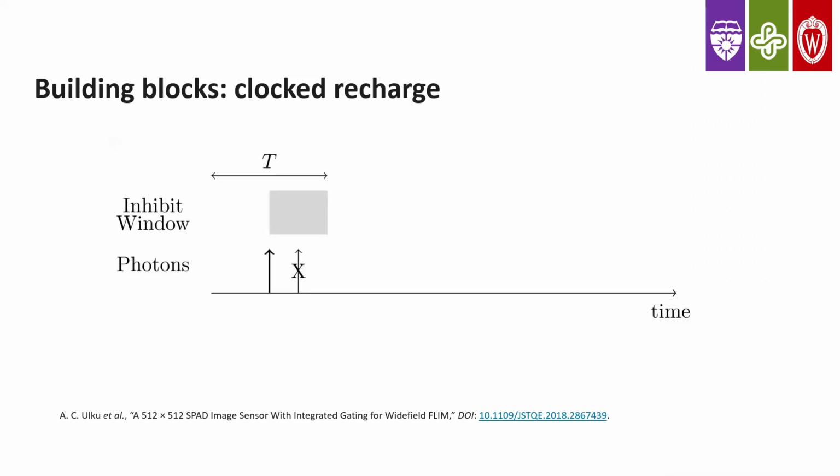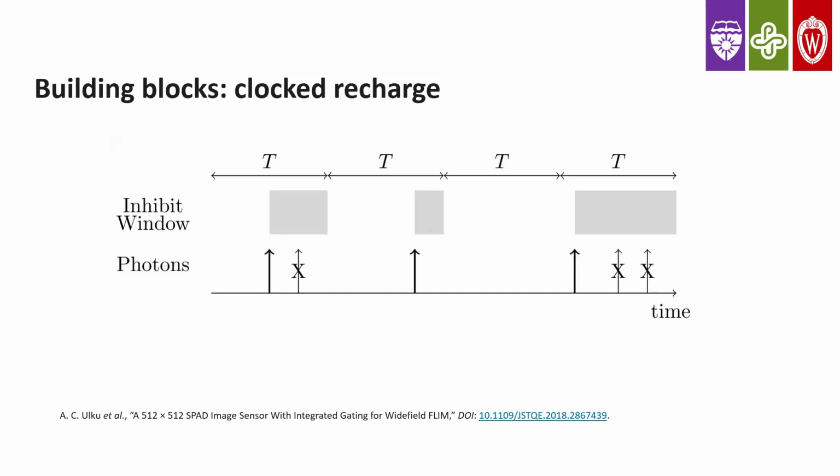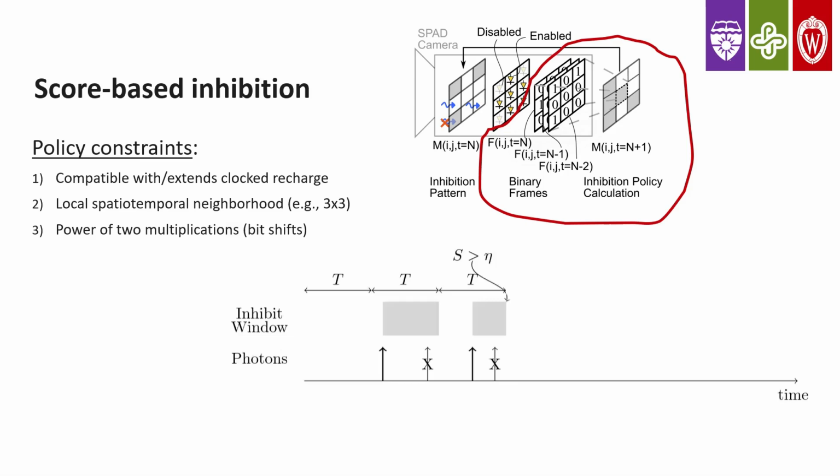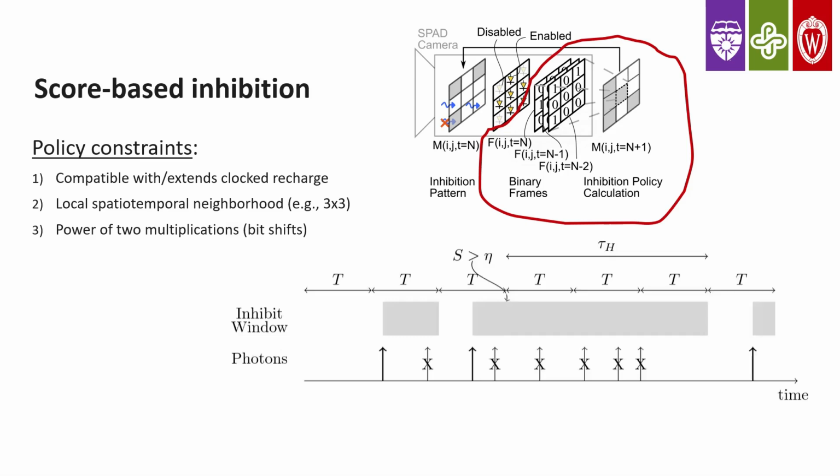We extend a baseline clock recharge system where the SPAD is reset only at a fixed interval. Within one clock period, only one photon can be detected. On top of clocked recharge measurement streaming in, we apply a spatiotemporal linear filter, and if the result S crosses a threshold eta, we disable the pixel for a fixed number of recharge periods tau h. No photons are detected in this period. Tau h denotes a hold-off period and can be considered a computationally imposed dead time.